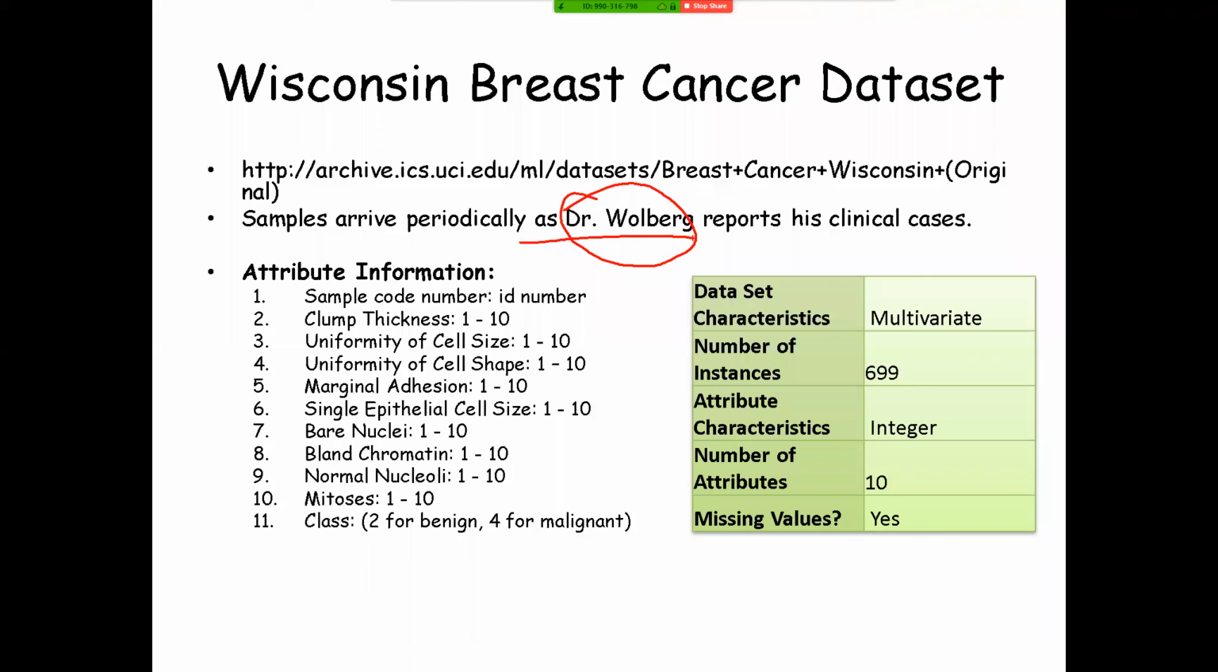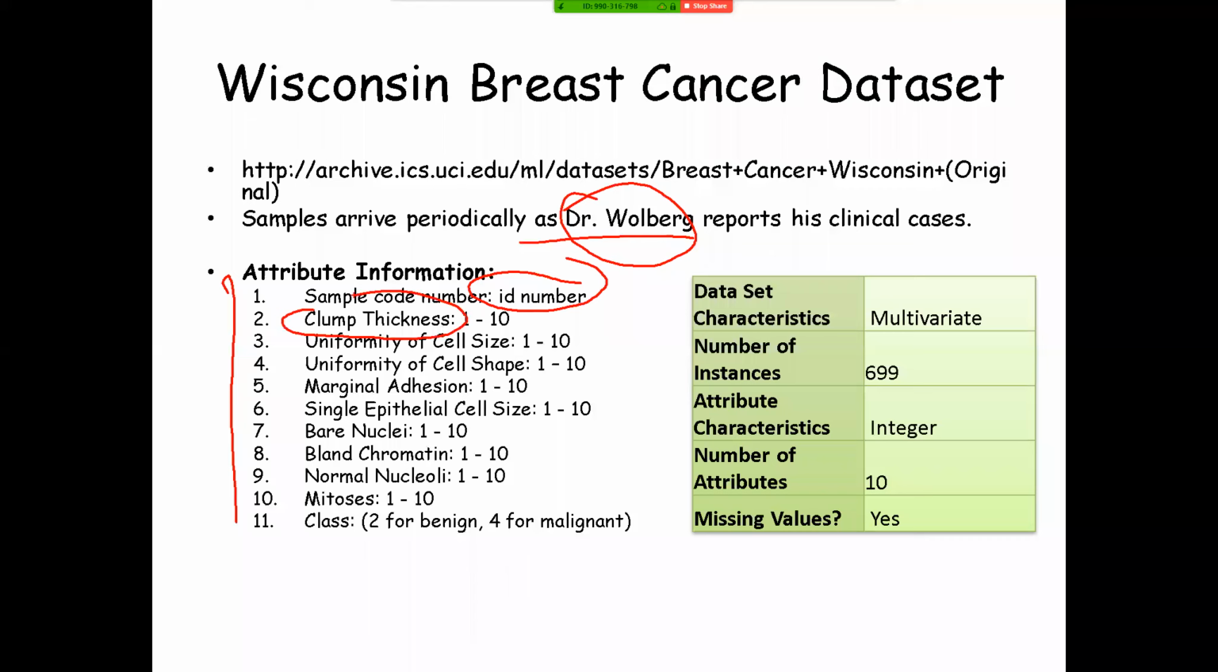For each sample, he has provided 11 attributes, 11 types of information for each sample, including an ID number, which is not really something that we will use. It's not informative for us. It's just to identify which sample, which tissue that sample is coming from.